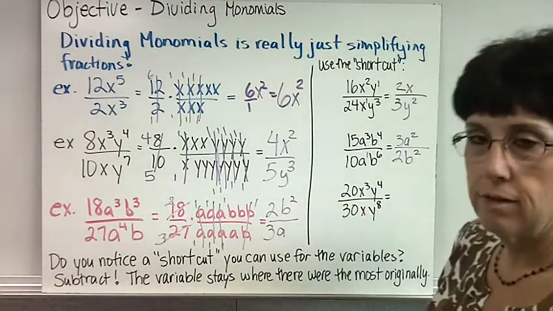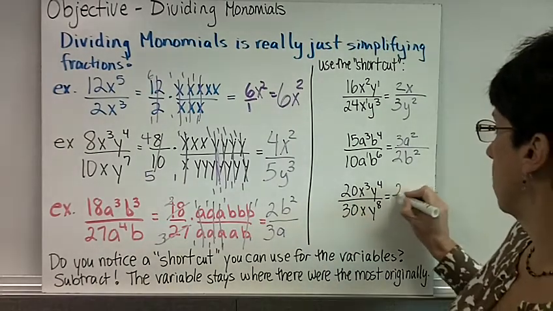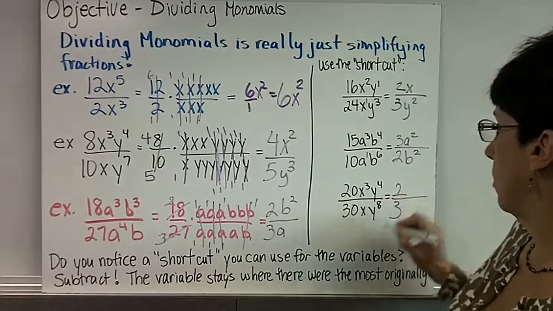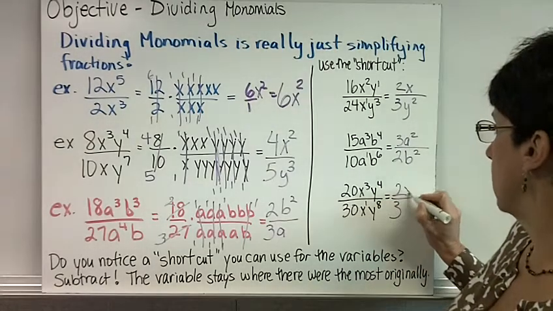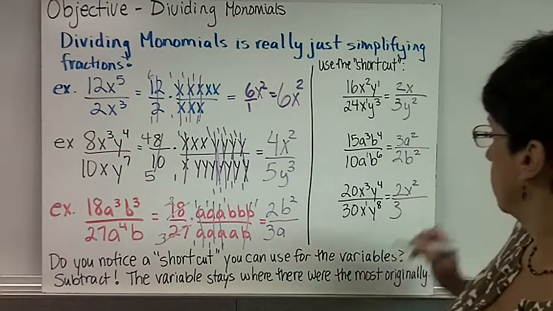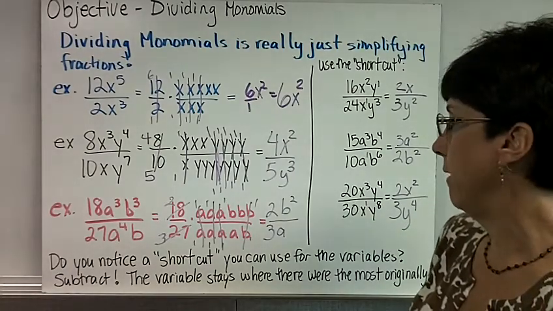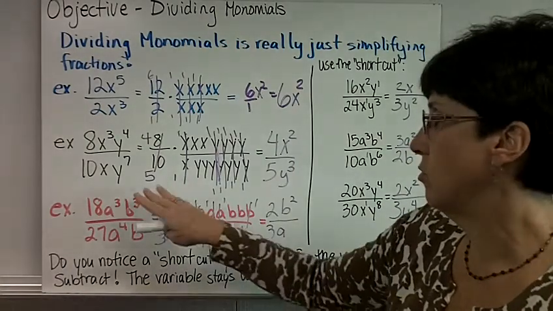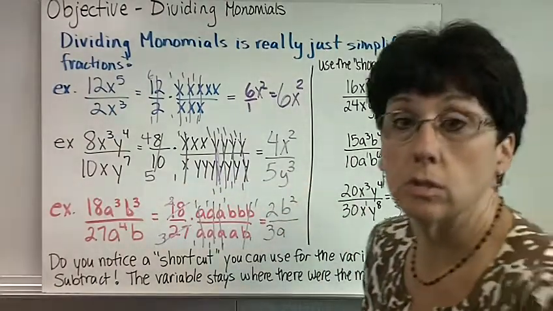Last one, 20 and 30. We could just cross off the zeros, huh? Because 10 goes into both of those. 2 and 3. What about my x's? Hopefully you said x squared in the numerator. What about my y's? Hopefully you said y to the 4th in the denominator. All right, we'll do more of these, but I want you to remember you can always write them out, but once you understand what you're doing, you can subtract.